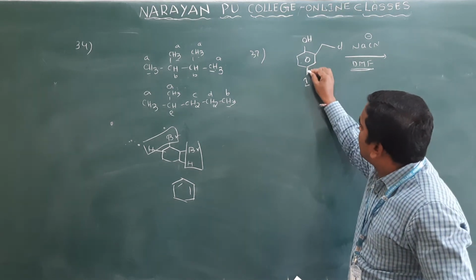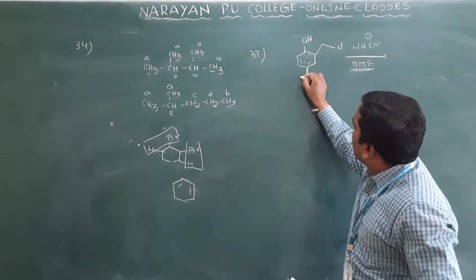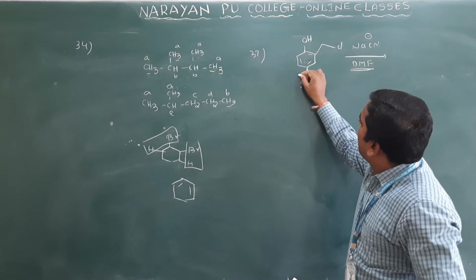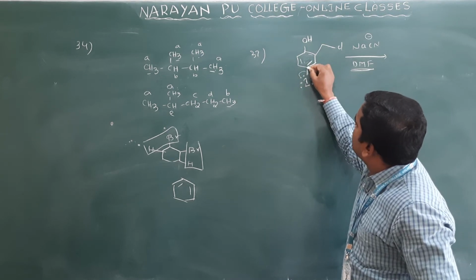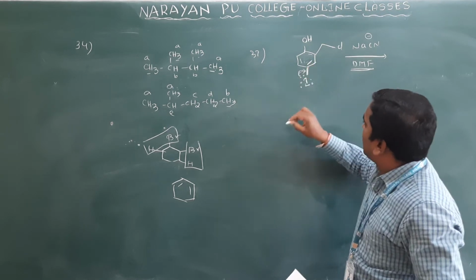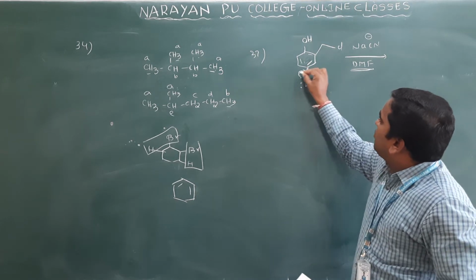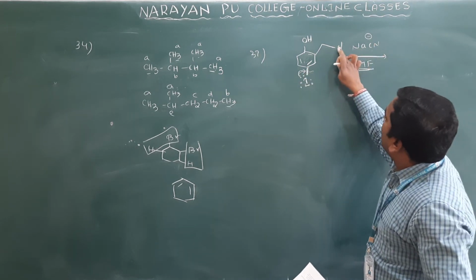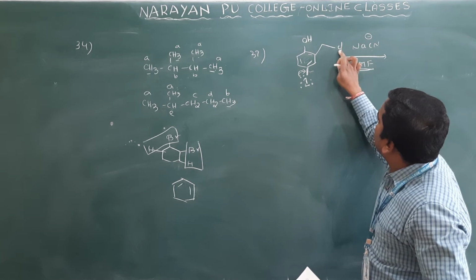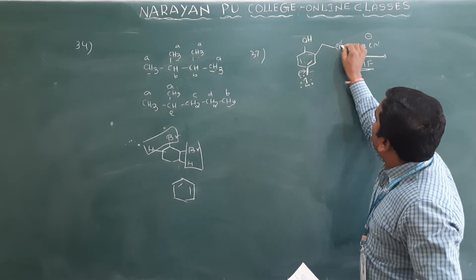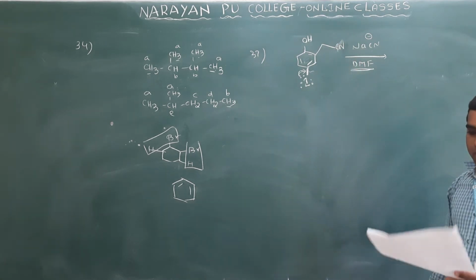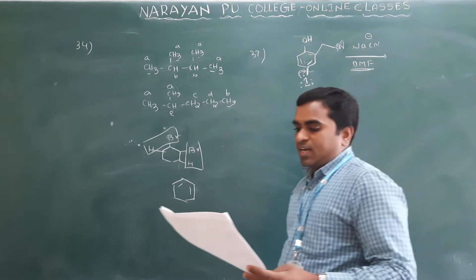Because it is not a single bond. It is a partial double bond, because the lone pair and the double bond are in conjugation. So this iodide will not be substituted by the CN. Only which halogen will be substituted? Chlorine. So your product will be this. Clear? So option 4 is the correct one.